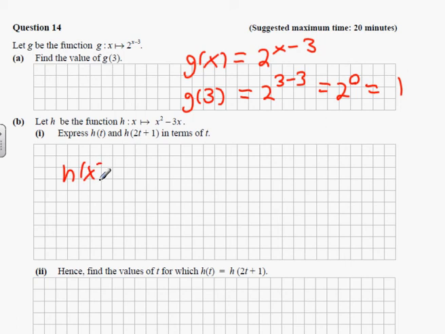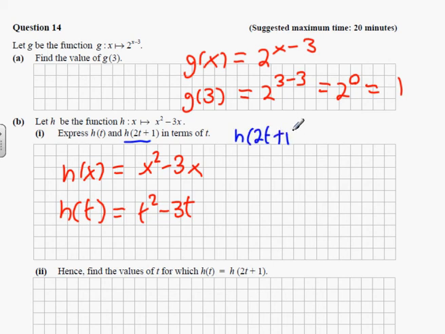h of x equals x squared minus 3x. Can somebody in class tell me what h of t must be then? Replace x with t. Next one, h of 2t plus 1. What do you think h of 2t plus 1 will be? Do you understand? You used to have x, but now you don't have x anymore. What do you have now? 2t plus 1.